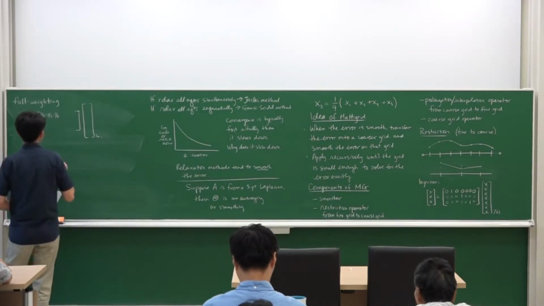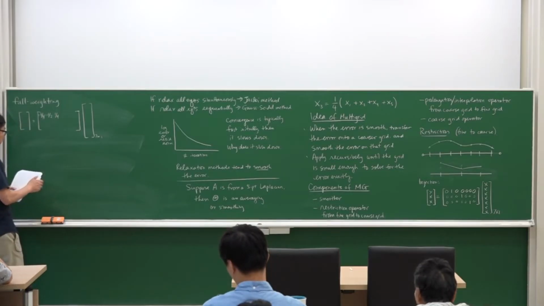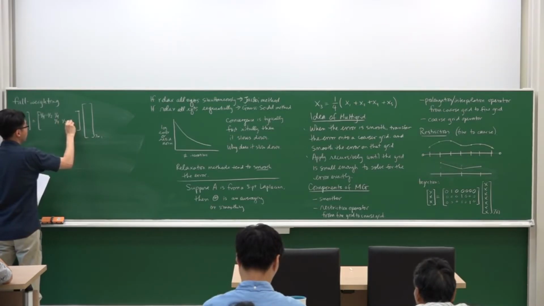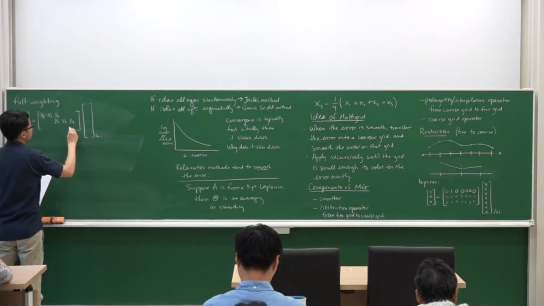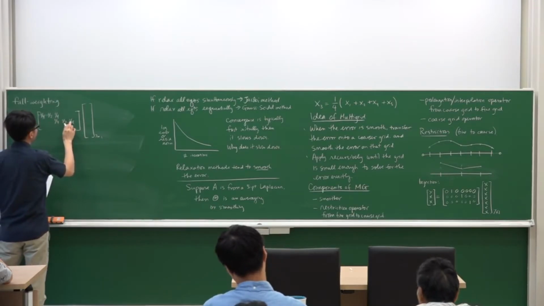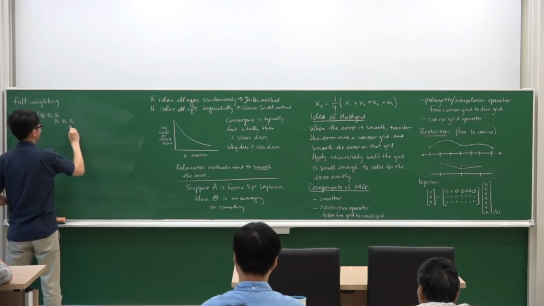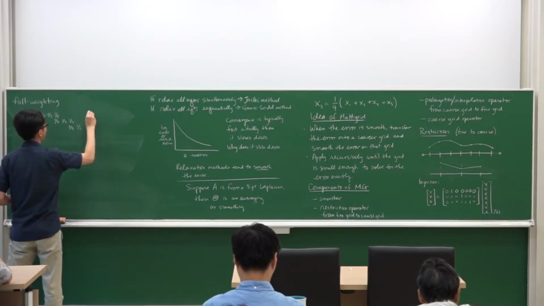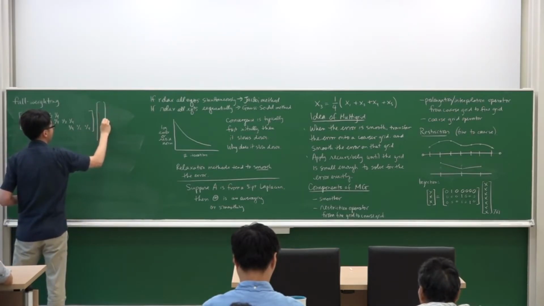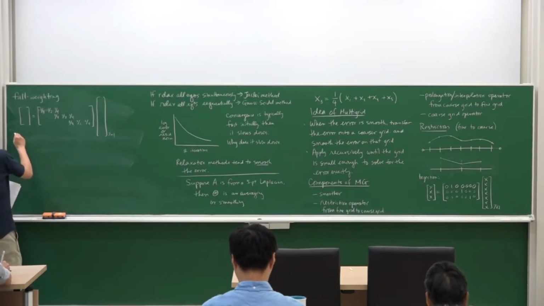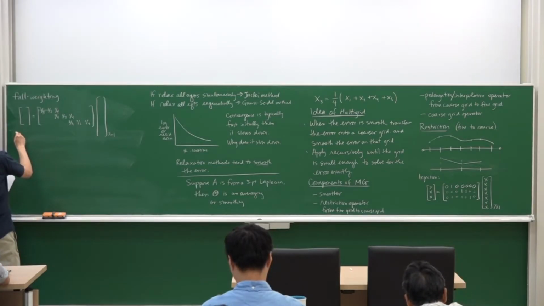And similarly for the other two coarse grid points, 1/4, 1/2, 1/4. I'm running out of space in my matrix. 1/4, 1/2, and 1/4. So this is called full weighting. Those are two very common restriction operators. Now we'll talk about interpolation or projection operator or prolongation operator.